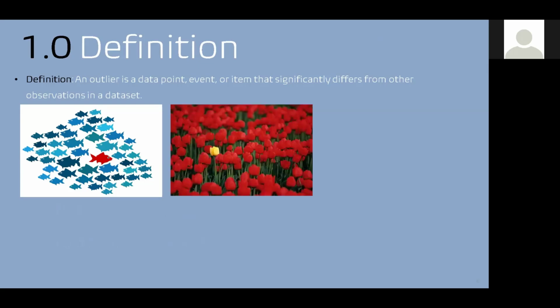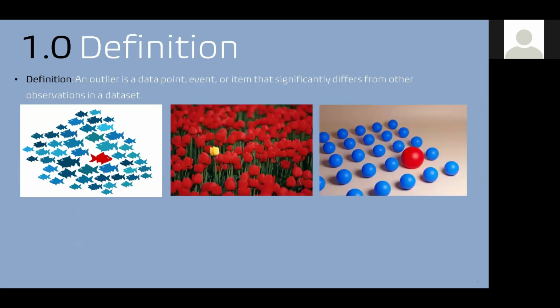Or say you planted tulips, they're supposed to be red, and you end up getting one yellow one. Or say you are producing balls, they're supposed to be blue and the same size, but you end up getting one that is red and bigger. So these are examples of outliers, and they could happen because of variability in the data set, an error, or just a rare, one-off event.